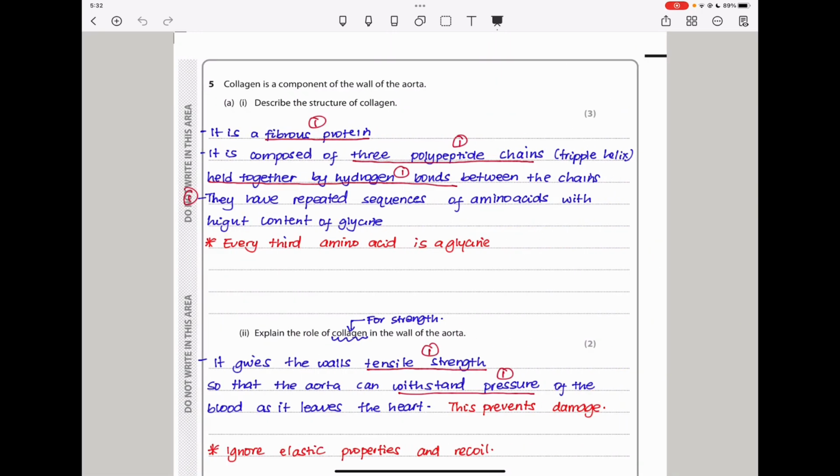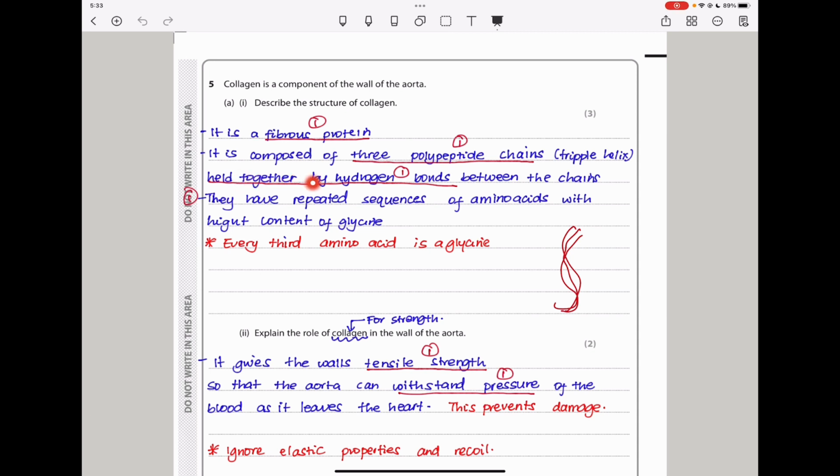Question 5 says, collagen is a component of the wall of the aorta. Describe the structure of collagen. So here I said, it is a fibrous protein. This is known from your textbook. It's a fibrous protein. It is composed of 3 polypeptide chains. These 3 polypeptide chains make up the triple helix. They are polypeptide chains that are linked together by hydrogen bonds to make the triple helix.